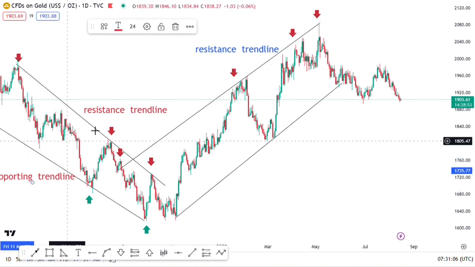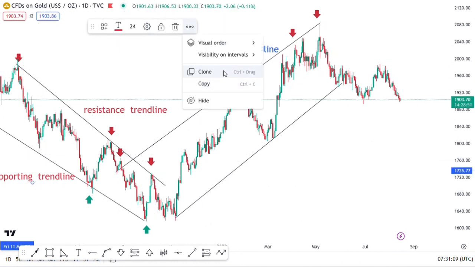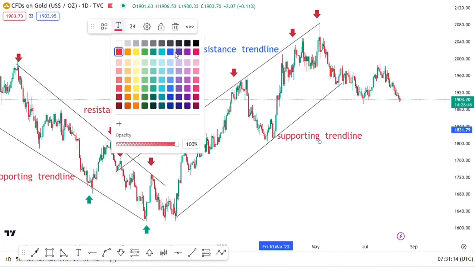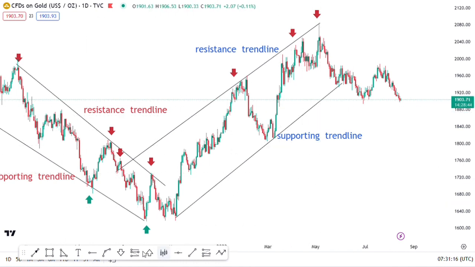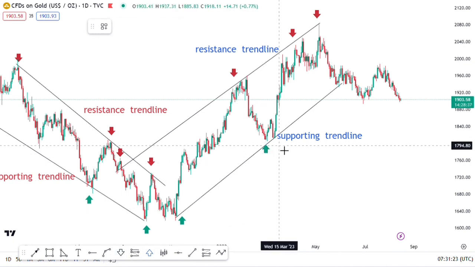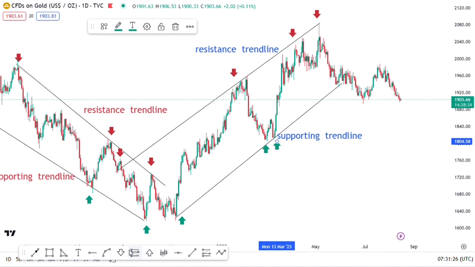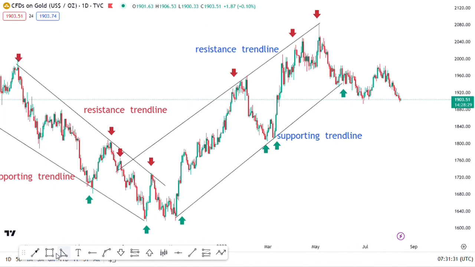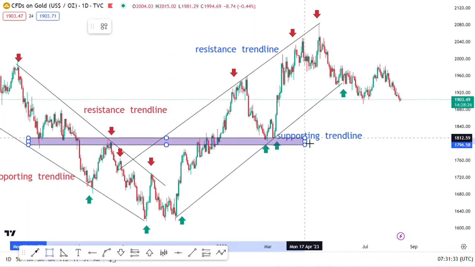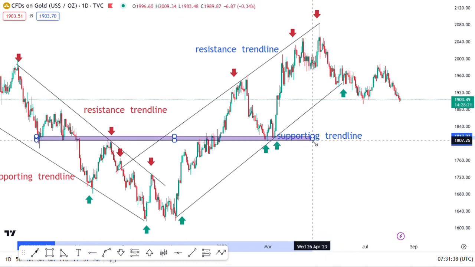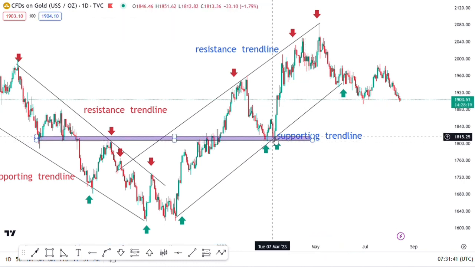And then here on the bottom we have our supporting trend line. We can see the first, second, third, and then here we were sitting on our fourth touch. Here we even formed a double bottom. This is what we call a double bottom touch, and then the price shoots up.